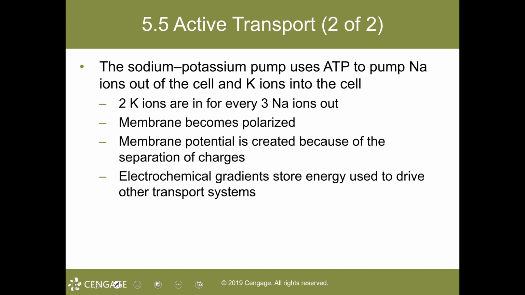So a perfect example of an active transport system is going to be that sodium-potassium pump, and this is going to be our example. In the sodium-potassium pump, using ATP, the pump moves sodium ions out of the cell and potassium ions into the cell. I won't spend a lot of time here, but I have to make sure you understand this. So let's begin.